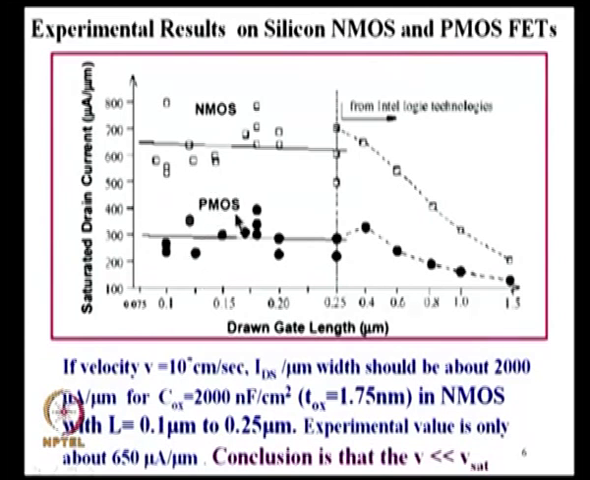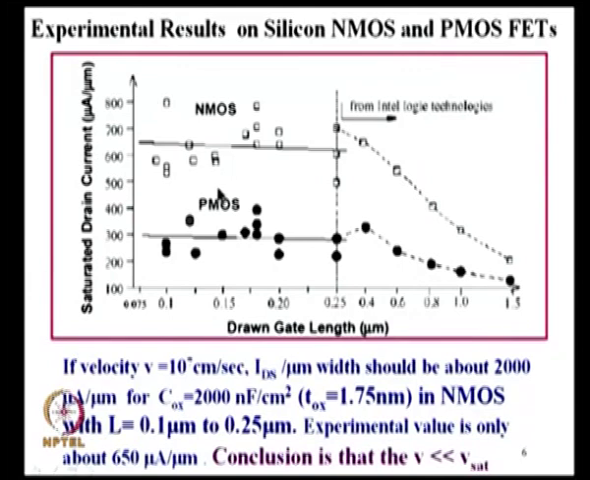These devices have an oxide which is about 1.75 nanometers for these channel lengths, or 1.5 even. I have taken this number 1.75, and the corresponding oxide capacitance per centimeter square is 2000 nanofarads per centimeter square. I am trying to find out if I substitute this C oxide and this velocity saturation, do I get this number for electrons?